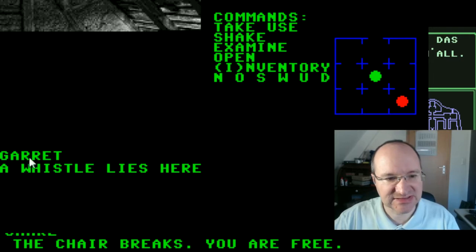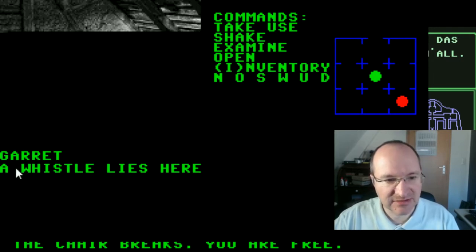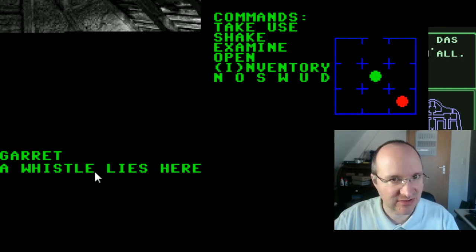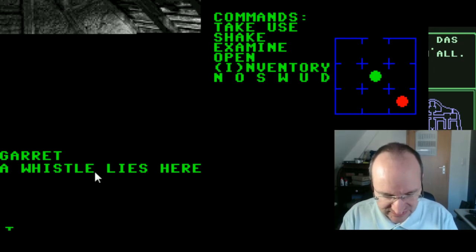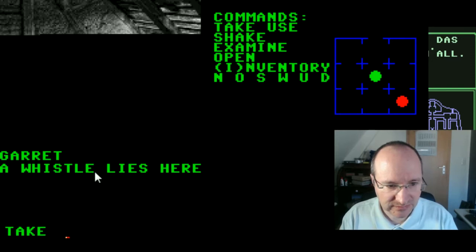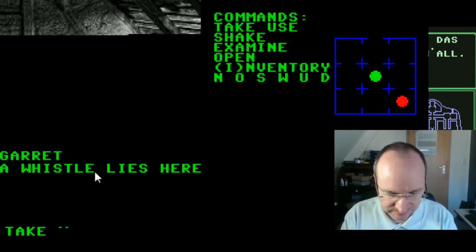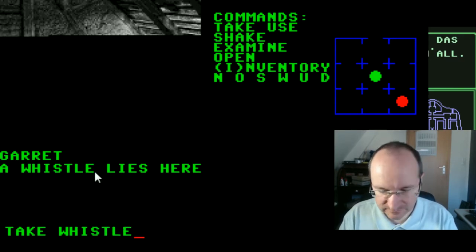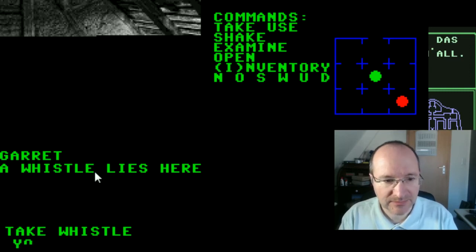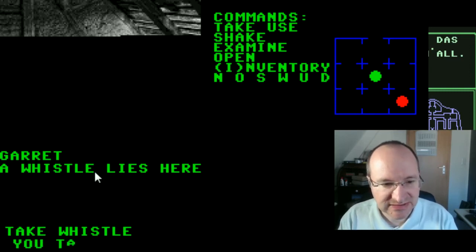whistle, and this whistle is the second secret. I mean, we don't need the whistle to solve the adventure. So maybe some of you have asked yourself why the whistle is there, but we can take it. So take whistle. But the point with this whistle is that we just can use it.